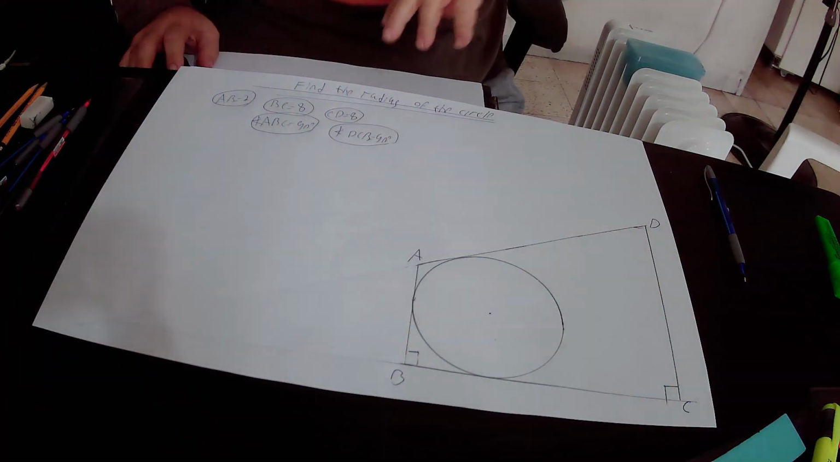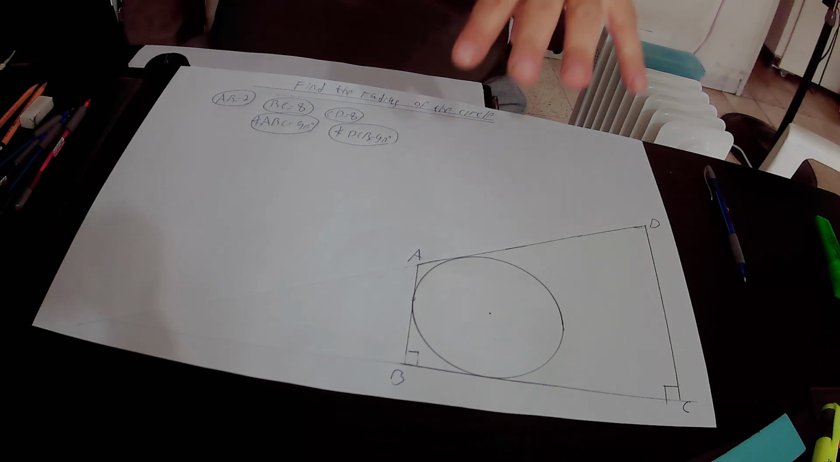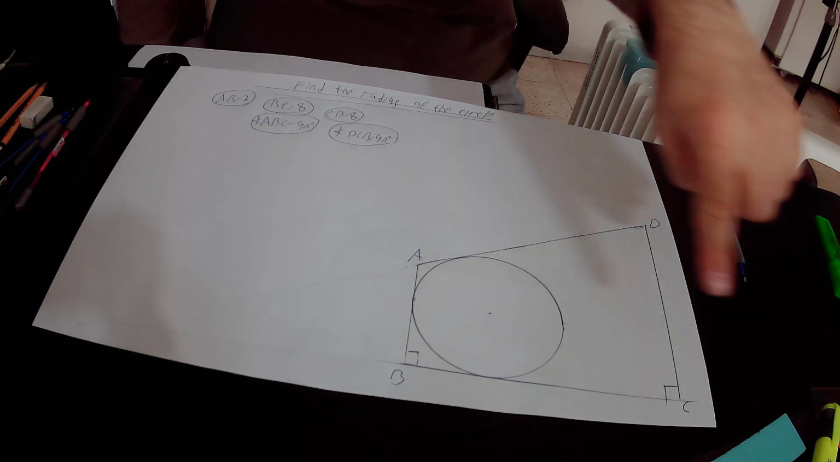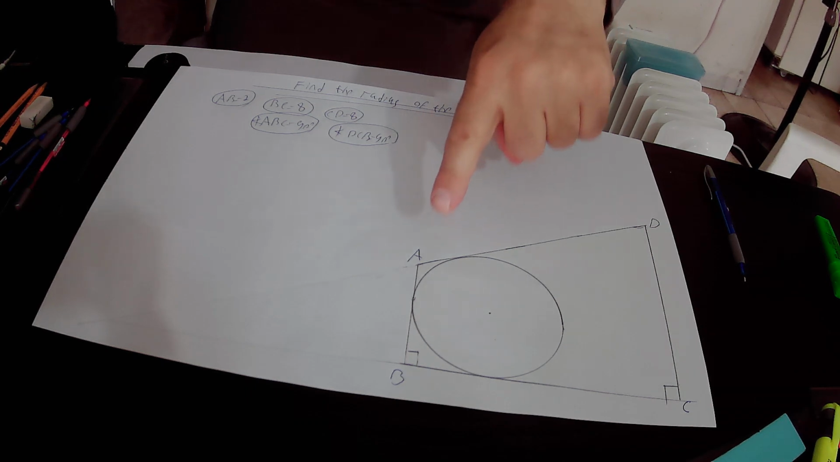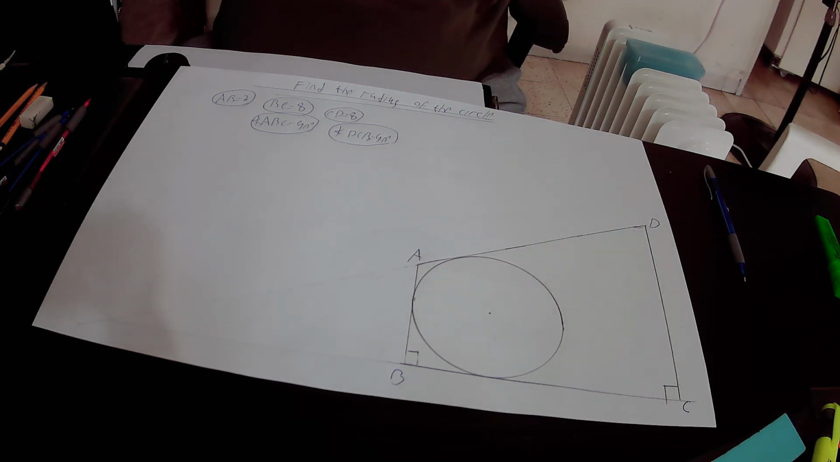Hello, in this lecture we'll find out the area of a circle. In the drawing we have quadrilateral ABCD, and inside this quadrilateral we have this circle.